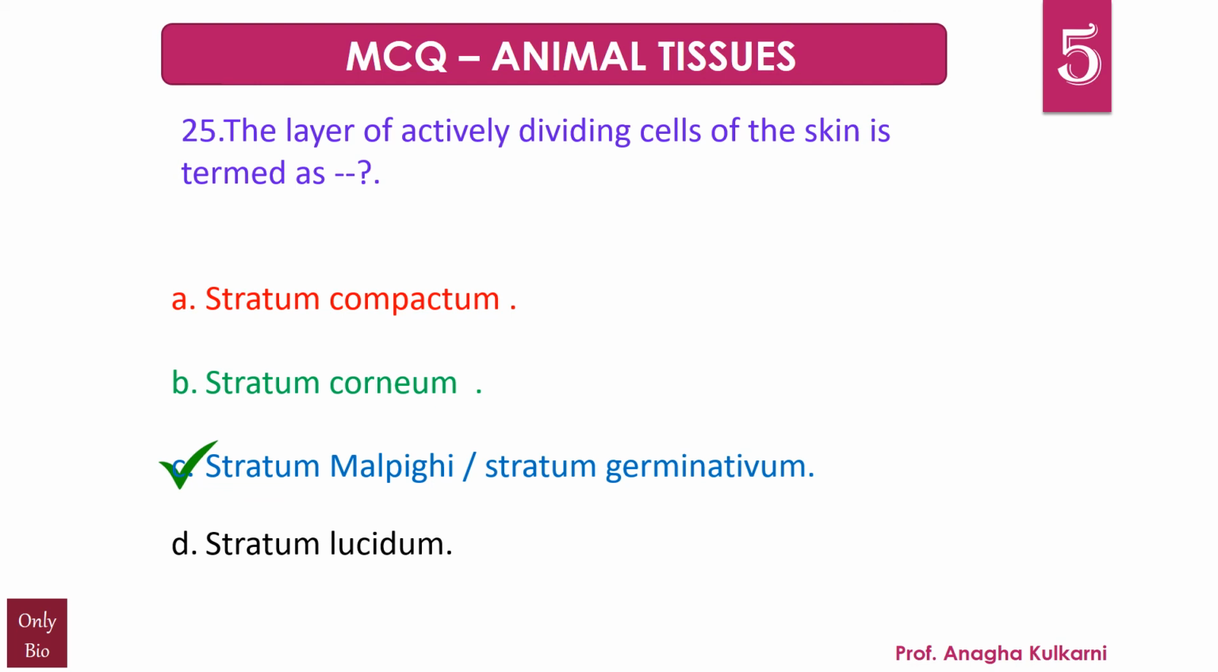Friends, stratum malpighi or stratum germinativum is the innermost layer of the skin and it consists of one-celled thick columnar epithelial cells. No doubt it lies on the basement layer because that's a typical feature of all the epithelial tissues. Its cells are active and they are continuously produced. They keep on replenishing by undergoing mitotic divisions, and this is the reason why they are called a germinative layer.